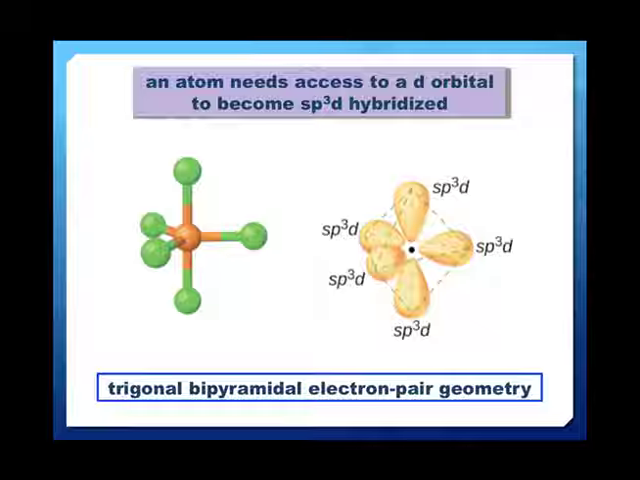So elements in rows 1 and 2 do not have access to d orbitals, since 1d and 2d orbitals do not exist. That is why elements like carbon and nitrogen and oxygen so strictly follow the octet rule.